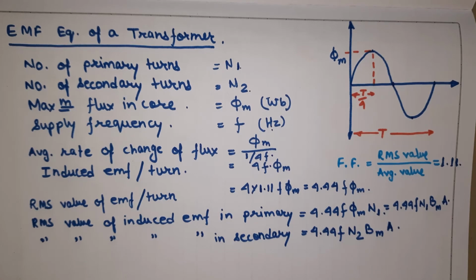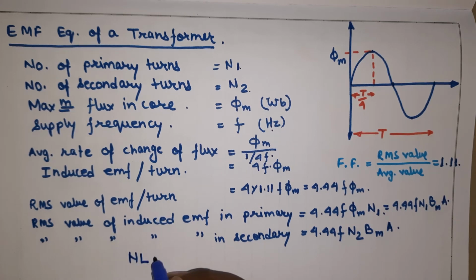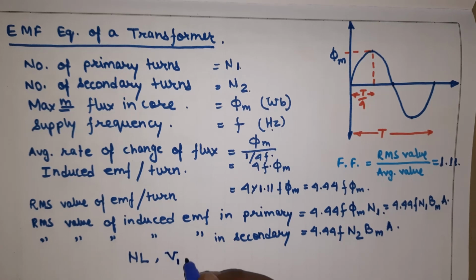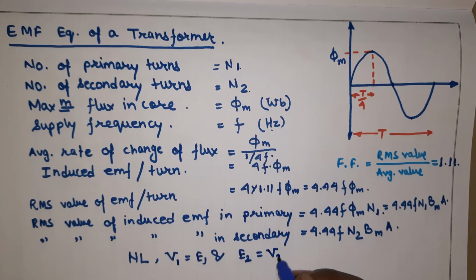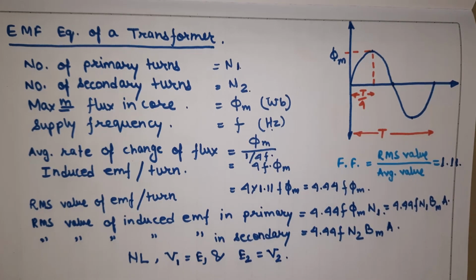Now the EMF per turn is the same for both primary and secondary winding. So for an ideal transformer at no load condition, the terminal voltage V1 is equal to E1 and E2 is equal to V2. Okay.